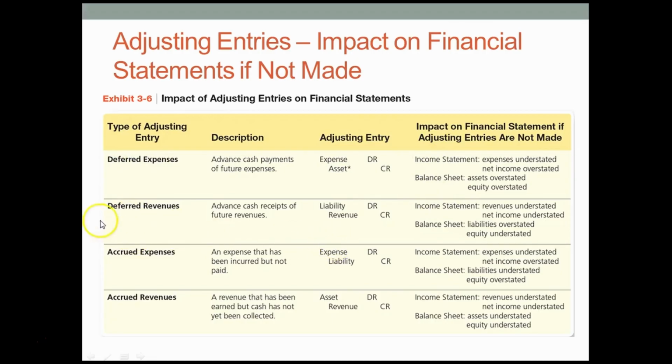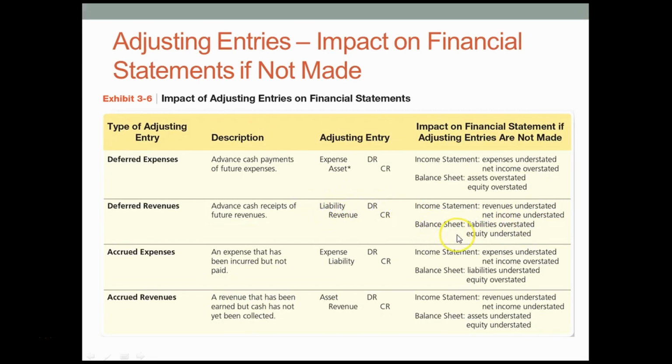And so we can go through the rest of these. If you do not include the deferred revenue, which is basically you're reducing a liability and you're recognizing revenue, and reducing an unearned revenue liability. If you don't do that, your revenues will be understated because this revenue that you should have included would not have been if you didn't do this adjustment. And if your revenues are understated, your net income is going to be understated. Also liabilities are overstated because you did not reduce the liability with this debit here.